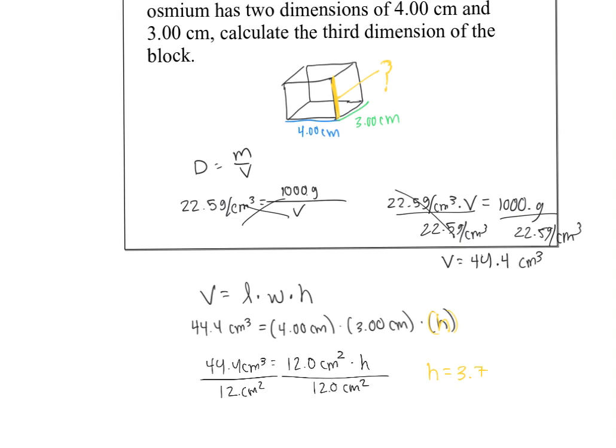3.7, and we get 3 sig figs, 3.70 centimeters. The reason it's just centimeters is because over here, centimeter cubed is on top, centimeter squared on the bottom, so 2 of those centimeters are going to cancel out. We're just left with 1, which makes sense for a height.